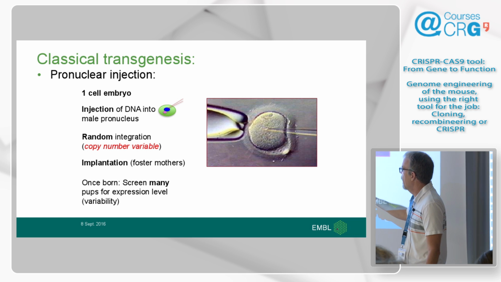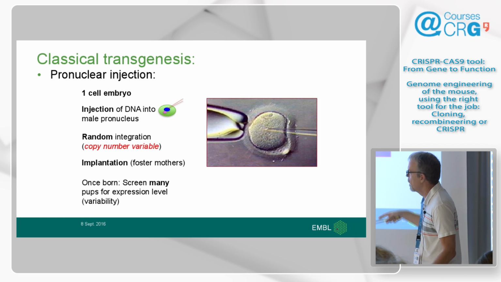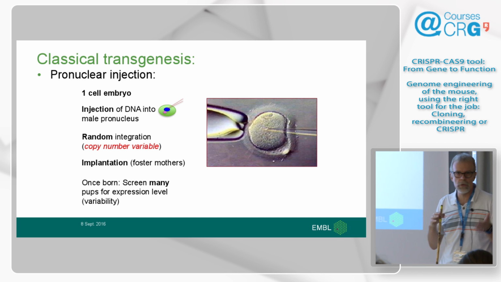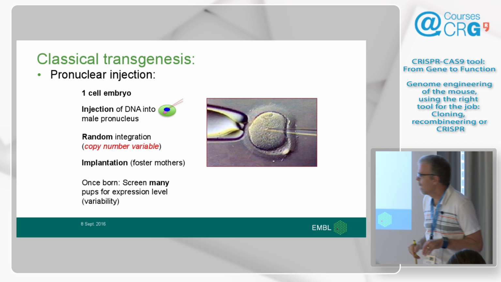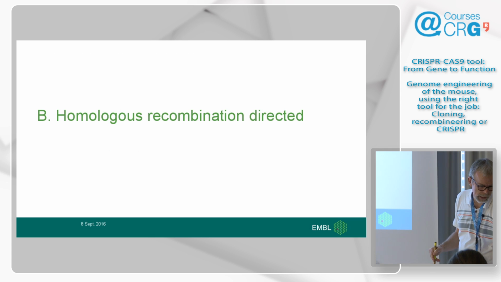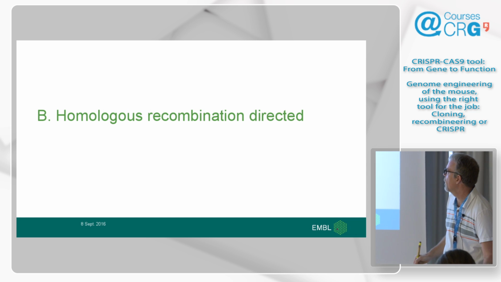You take that embryo and implant it in foster mothers. Once they're born, you screen many of them to see if you're getting expression of your transgene, if you're getting some kind of level that might mean something. As you can see, it's a little bit rolling the dice. You're really not sure what you're going to get at the end of the day. This is a little safer, homologous recombination directed.